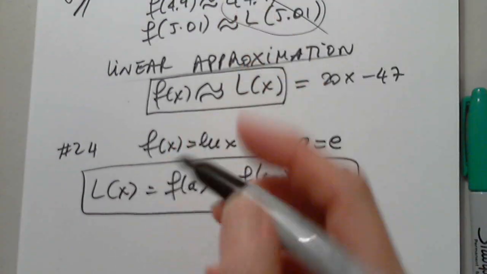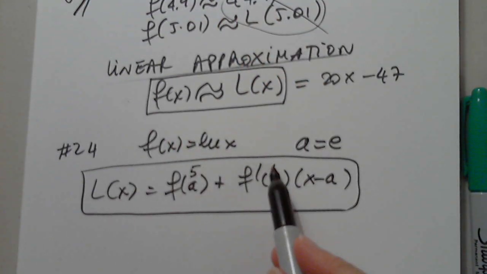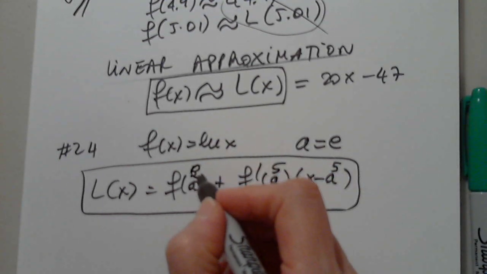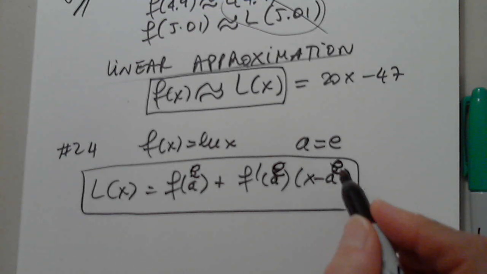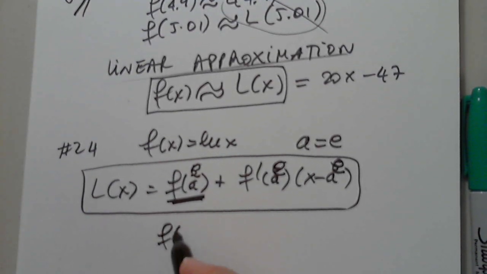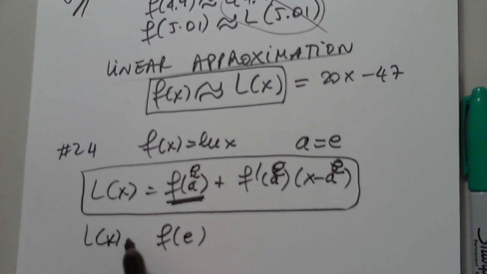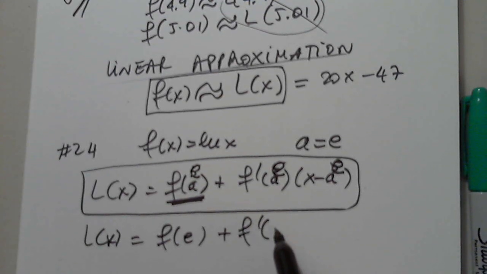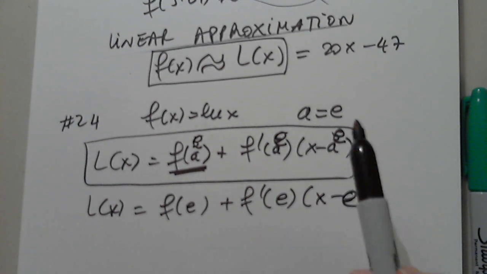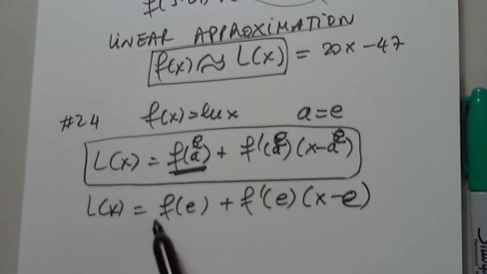So in our example, this was 5, this was 5, this was 5. In this example, this is e, this is e, this is e. So first I have to plug in e to determine this. So f of e, so the linearization is f of e plus f prime of e, x minus e. Can anyone plug in e here and tell us what to replace f of e by?